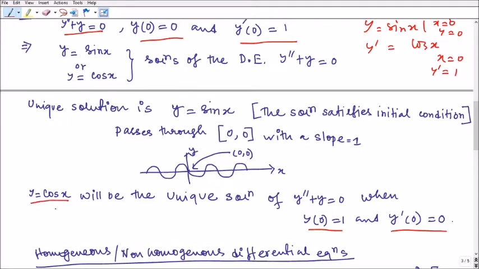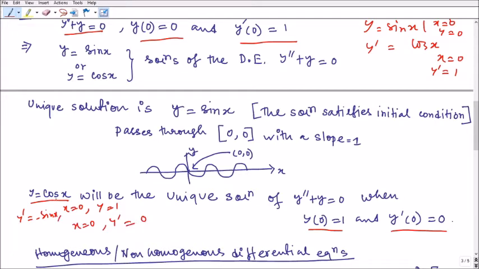because here for y equal to cos x, if we take x equal to 0, then y equal to 1, and here y dash equal to minus sin x. So if x equal to 0, then y dash equal to 0.